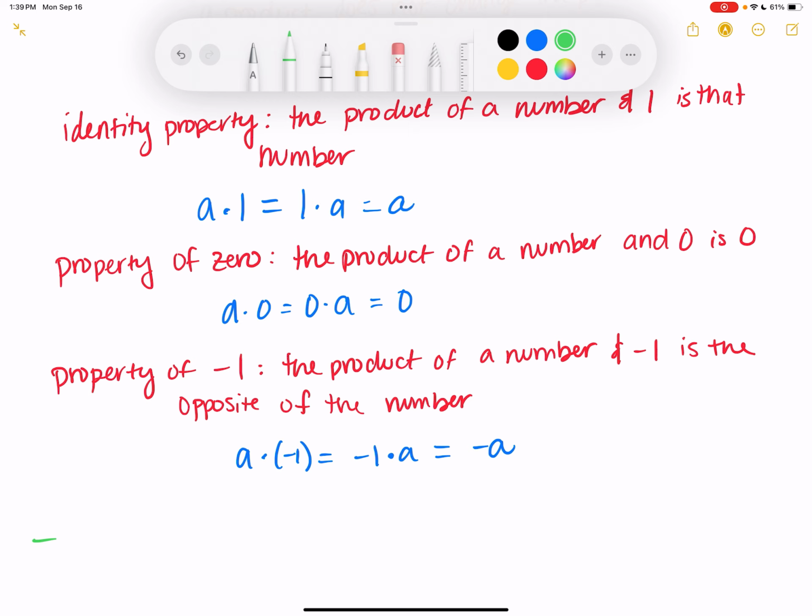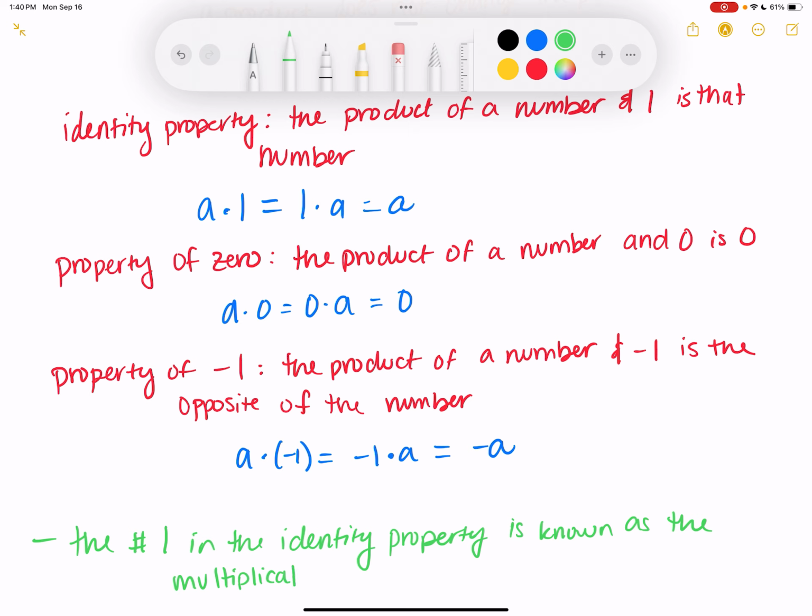Something to note, the number 1 in the identity property is known as the multiplicative identity. Much like in section 2, where you had some problems where you had to list the property that was being used, you'll have to do that again, as well as just some multiplying of numbers and things like that.